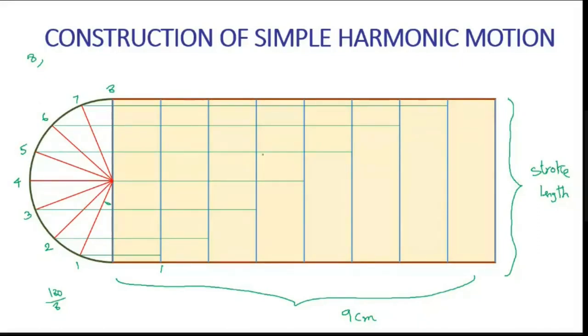Now you have these points: 1, 2, 3, 4, 5, 6, 7, of course 8 and 9. Just connect these points. That is the curve for the simple harmonic motion. Any doubt on this?